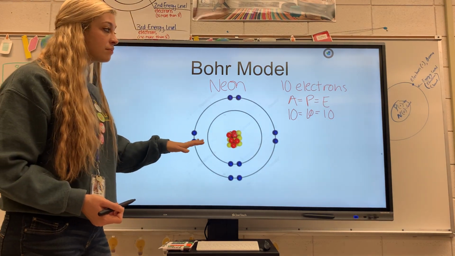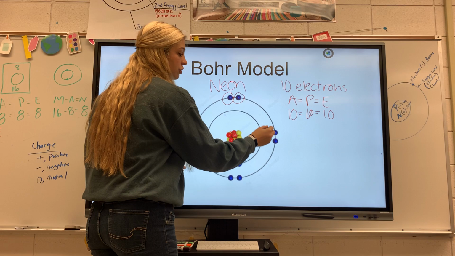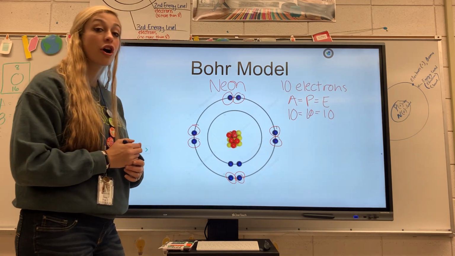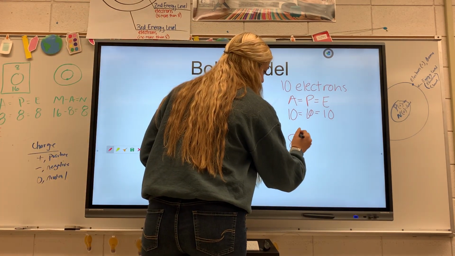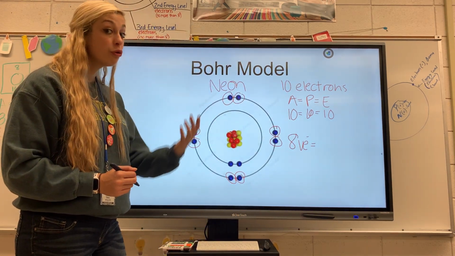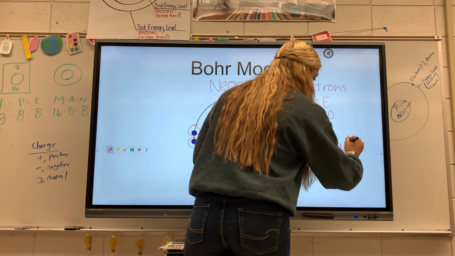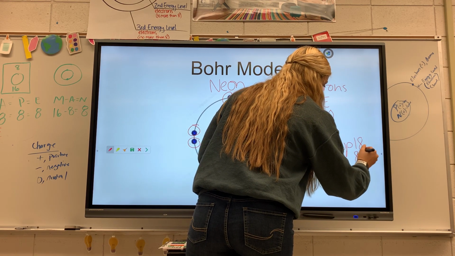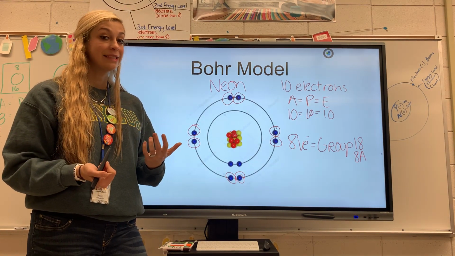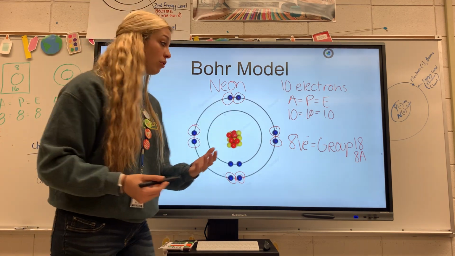When I'm looking at this, I know automatically that there are 1, 2, 3, 4, 5, 6, 7, 8. There are 8 valence electrons. So that means it is in group 18 or 8A. What do we know about how reactive group 18 is? They are not reactive, they are stable.